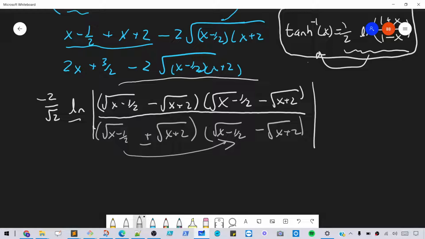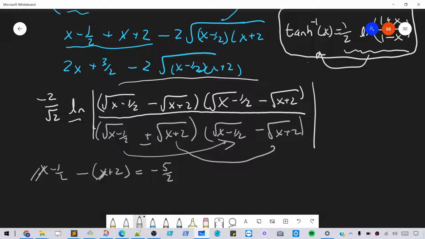And if we FOIL that out, we have x minus a half. Multiplying this way, we end up with minus x plus 2. And then because it ends up being a difference of squares, the middle terms are going to cancel. So if we just add this together, the x's are going to cancel, and we end up with, I think, minus 5 halves.